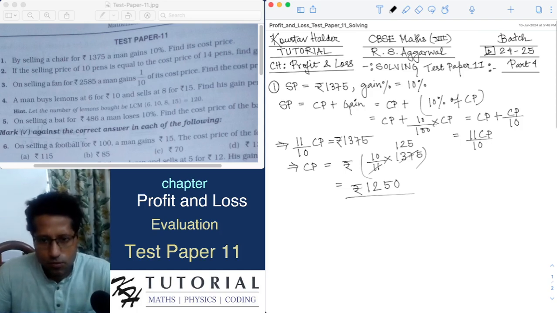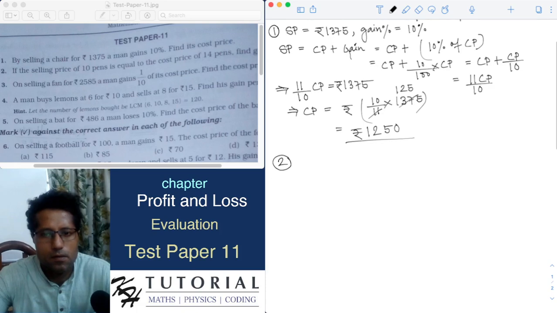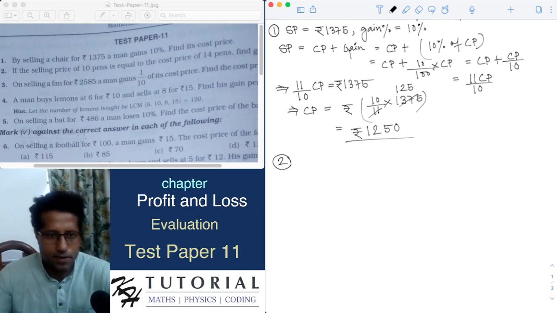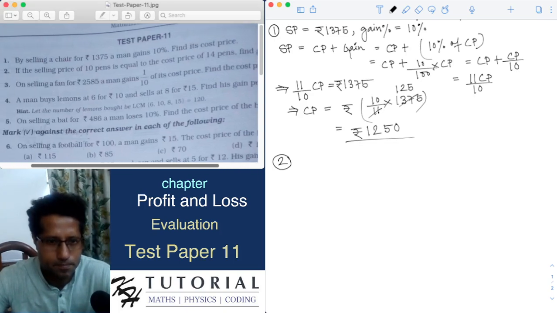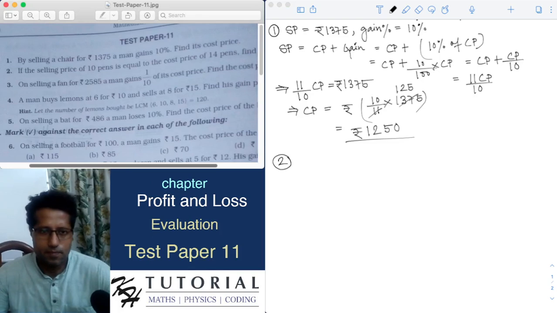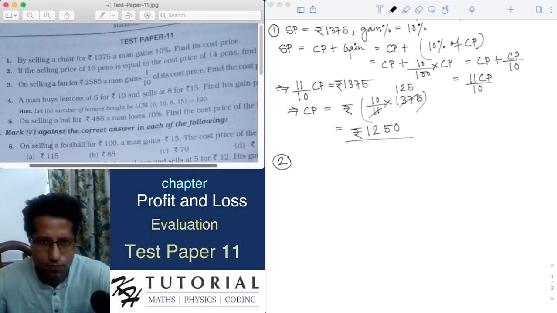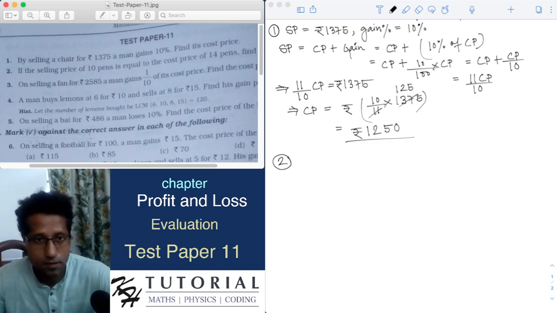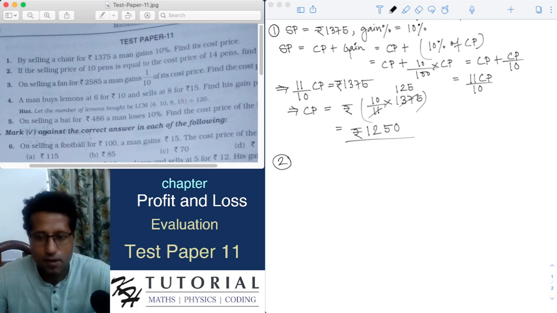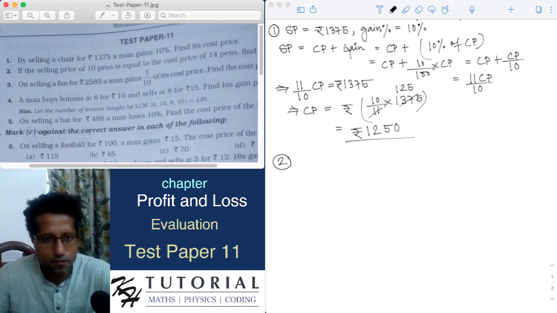Okay, let's do problem number 2. Problem number 2 says, if the selling price of 10 pens is equal to the cost price of 14 pens, then find gain percent. So the standard way of solving these problems, we have already solved this kind of problem in the objective questions, that is exercise 11C. May not be the standard way, but one way that I would like to solve this kind of problem is this.